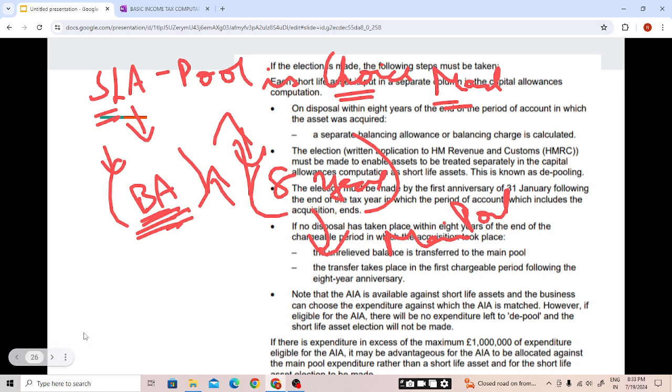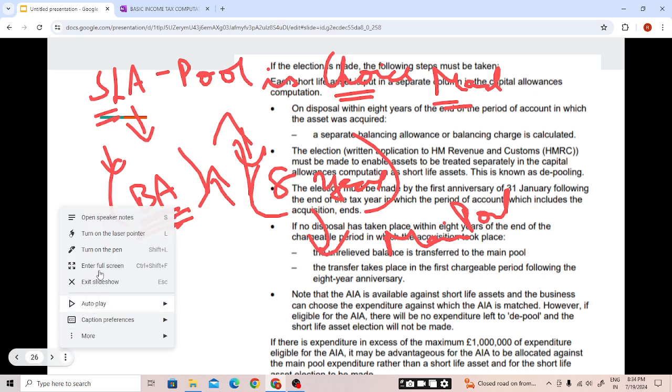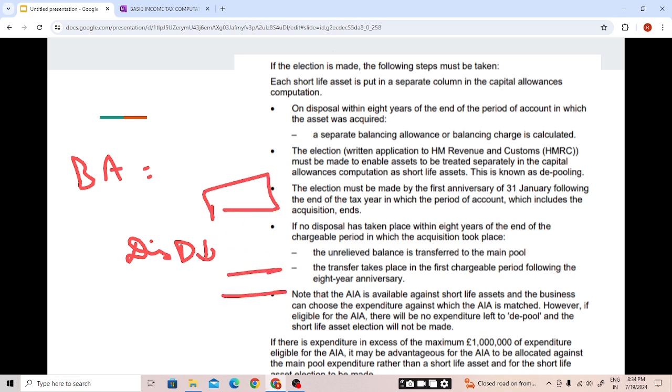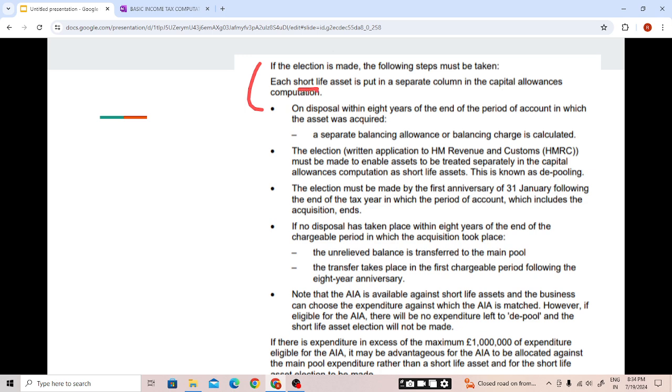Balancing allowance, please remember students, will be available when the disposal proceeds are low when compared to the value before the disposal, such that we have a positive value here. This we can claim as balancing allowance. I hope this is clear. As it is for each asset, we can identify the balancing allowance easily.